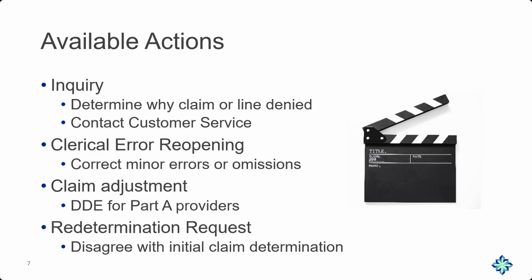If you're a provider who submits claims on a UB04 or an 837I, then performing an adjustment via direct data entry or DDE is an option. This can be done to make changes to a finalized claim. So examples would include changing the date of service. Maybe you need to change a revenue code or a procedure code. And you can even do an adjustment to change the primary payer. If the claim denied because Medicare wasn't the primary payer, you can do an adjustment and add that primary insurance information.